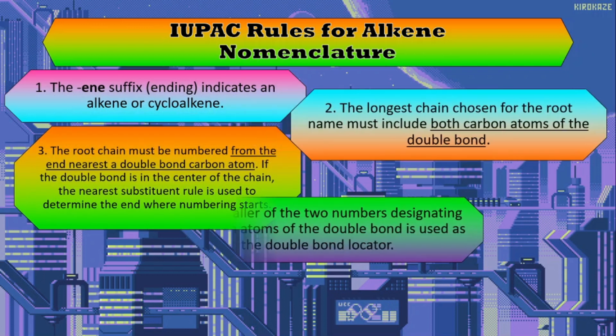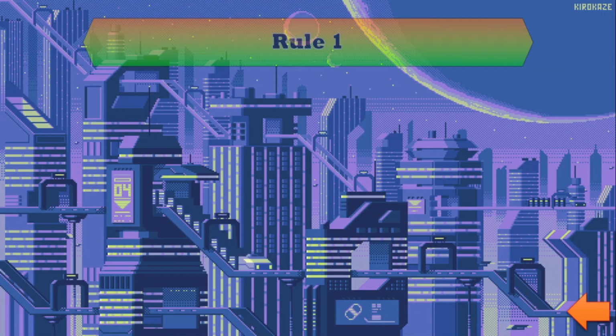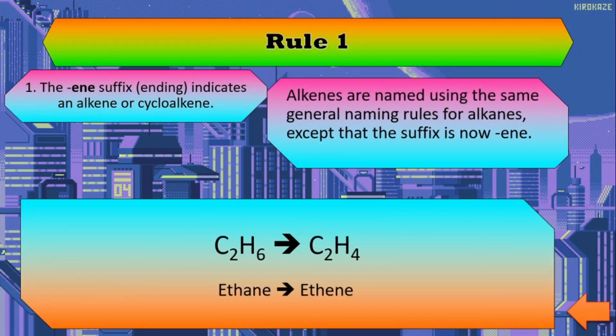IUPAC rules for alkene nomenclature. Rule 1: the -ene suffix indicates that it is an alkene or cycloalkene. Alkenes are named using the same general naming rules as alkanes, except that the suffix is now -ene. For example, C2H6 is ethane. When it becomes an alkene, it turns into C2H4, and its name changes from ethane to ethene.